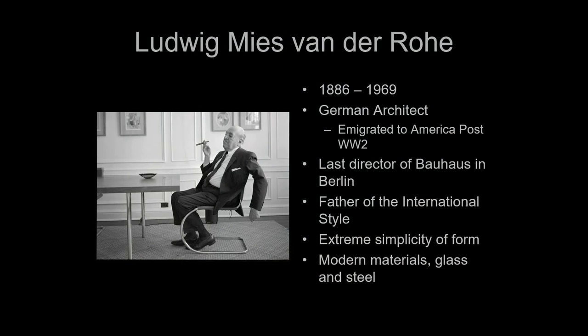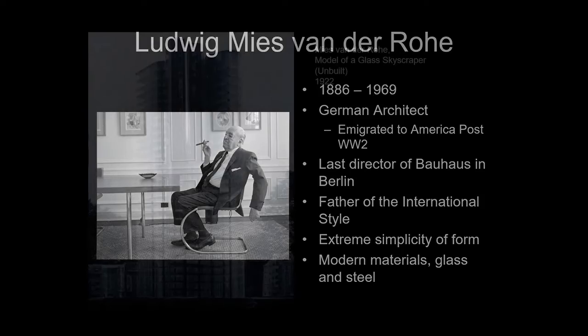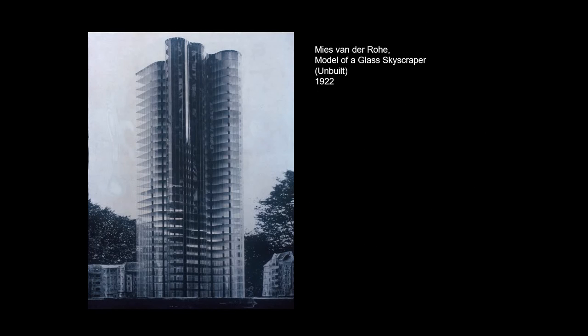The architect who really brings this idea of the international style to the fore is going to be Mies van der Rohe. Mies van der Rohe was a German architect, and when Gropius gave up on Bauhaus and left it, he becomes the last director of Bauhaus in Berlin before eventually the Nazis shut that down too. He's often regarded as the father of the international style. He loved this extreme simplicity of form. He's the first person to suggest making a skyscraper out of a pure glass and steel superstructure. This was one of his designs and models, but it was never built.